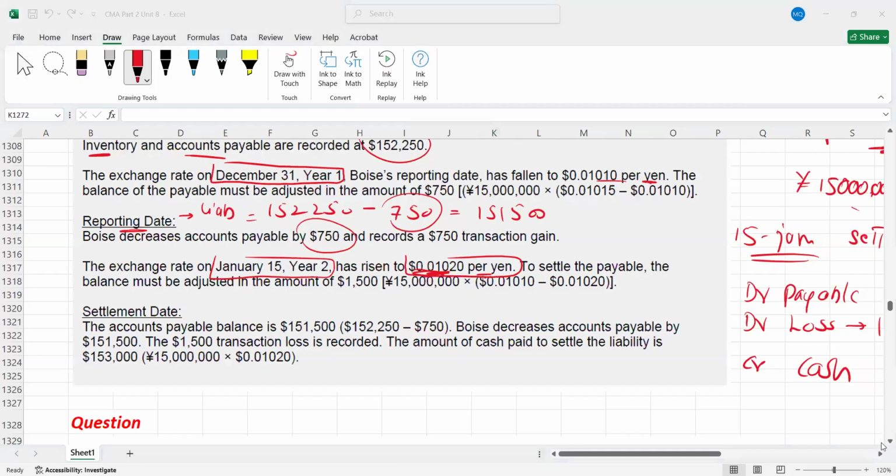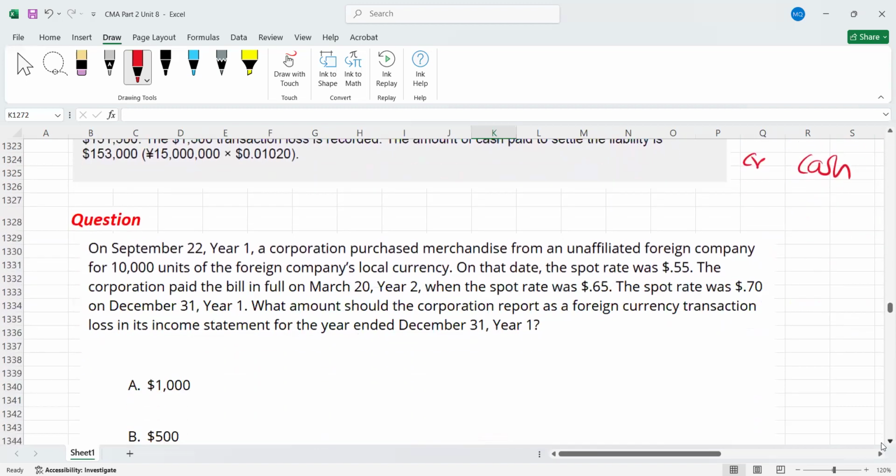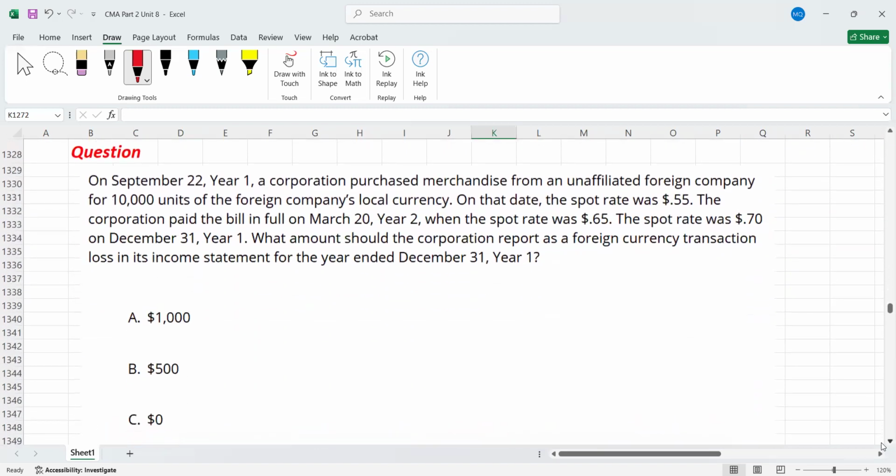Now, guys, this is how it can be tested in a question also. Let's have a look. So this is the question. Here we go: on September 22, year one, a corporation purchased merchandise from an unaffiliated foreign company for 10,000 units of the foreign company's local currency. Understand here, please: this is the foreign currency, because they told you 10,000 units of the foreign company's local currency.